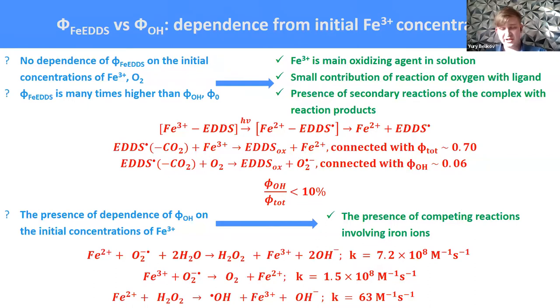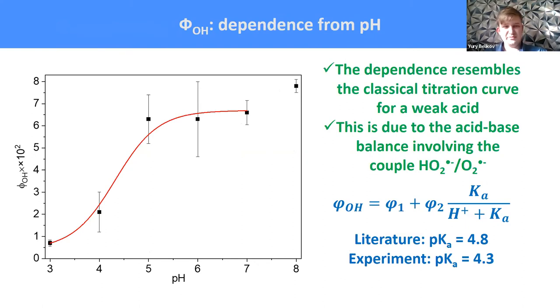A similar effect has been found for other systems, such as the oxalate complex, as Dr. Pasnikov said earlier. We also have a dependence of the quantum yield of radical formation on pH, and we associated the explanation of this dependence with the acid-base balance involving the pair of SO2 minus and O2 minus radicals. The dependence is similar to a classic titration curve, and the pK of this couple is about 4.8. By approximating with the formula presented on the slide, we obtained a similar value, which is in good agreement with the literature.